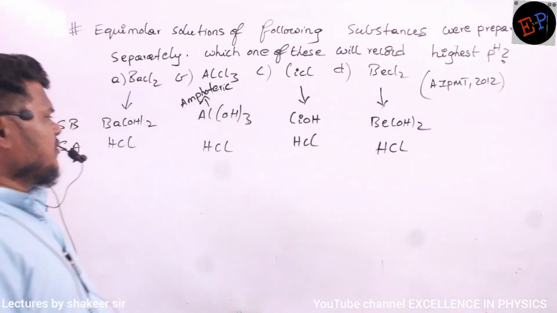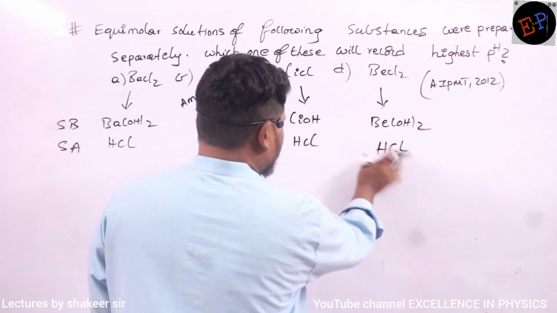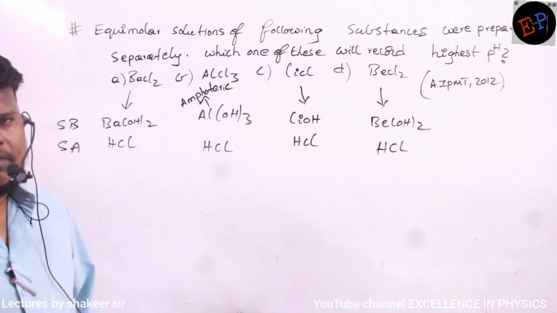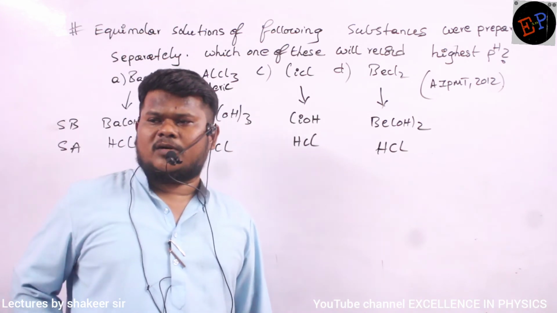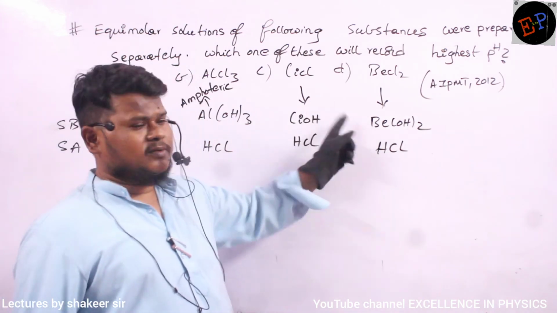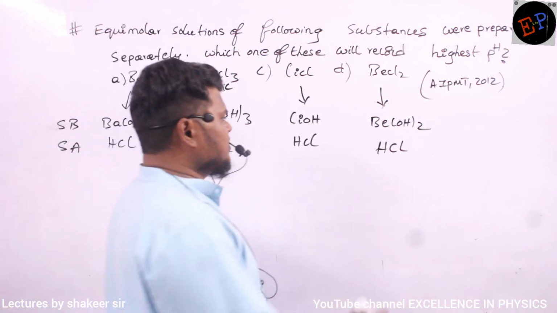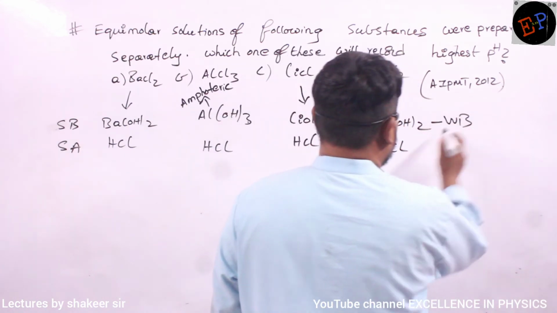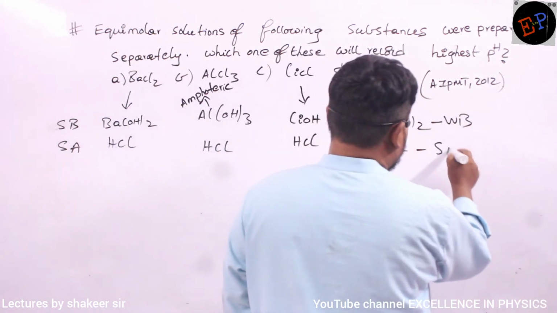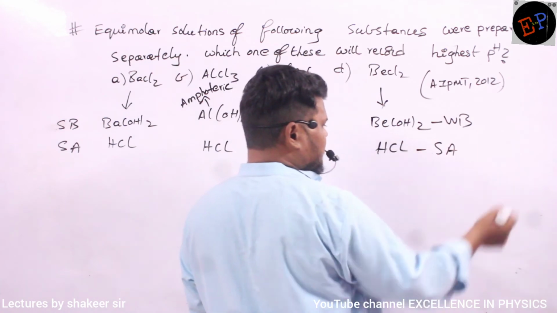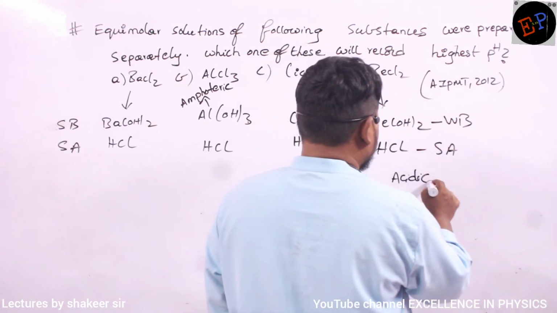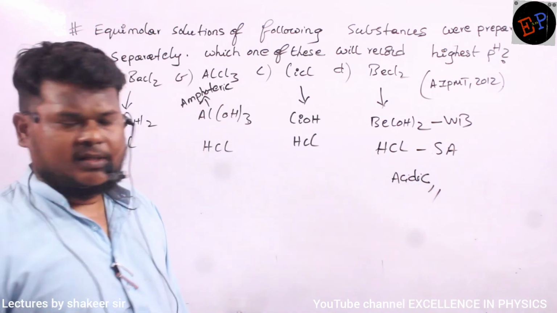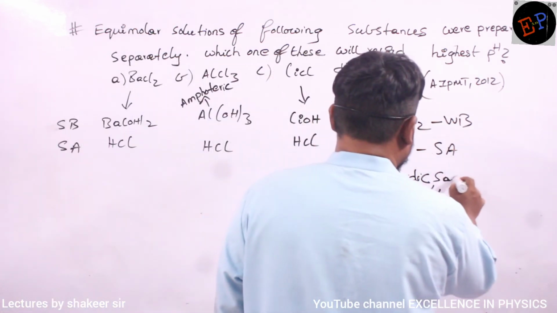Now first of all, let us analyze Be(OH)2 and HCl. Did we list Be(OH)2 under strong bases? Is its name there in the strong base list? No. So therefore it is a weak base, and HCl is a strong acid. So what is the type of salt: acidic salt, basic salt or neutral salt? This is an acidic salt.